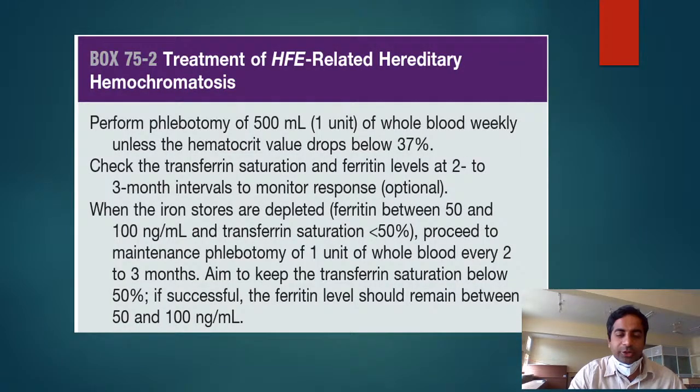For treatment, you perform a phlebotomy of around 500 ml, that is 1 unit of whole blood. You do it weekly unless the hematocrit value drops below 37%. Then you check the transferrin saturation and ferritin levels every 2 to 3 months to monitor the response. When the iron stores are depleted, that is between 50 to 100, and transferrin saturation is below 50%, you can maintain.